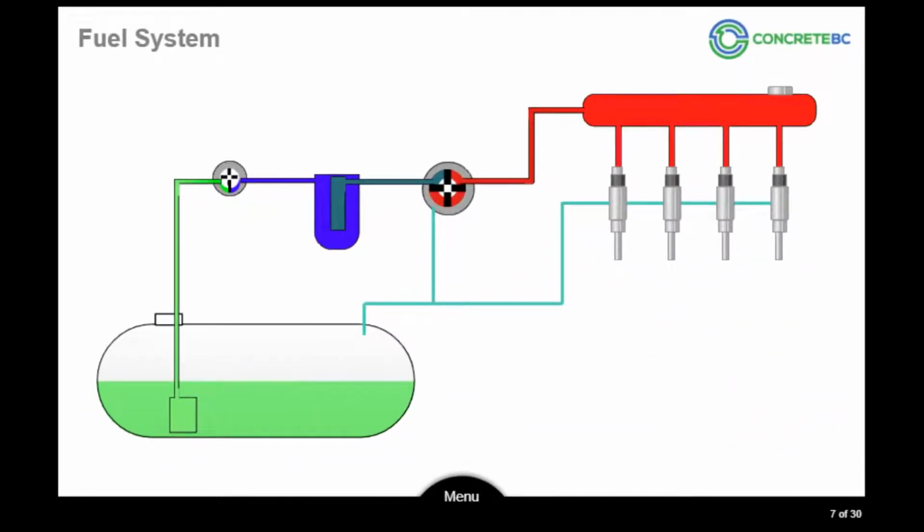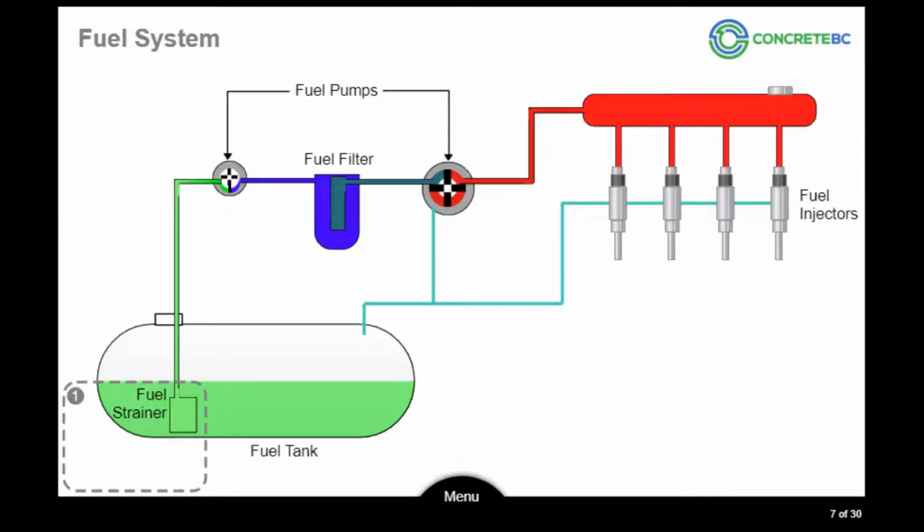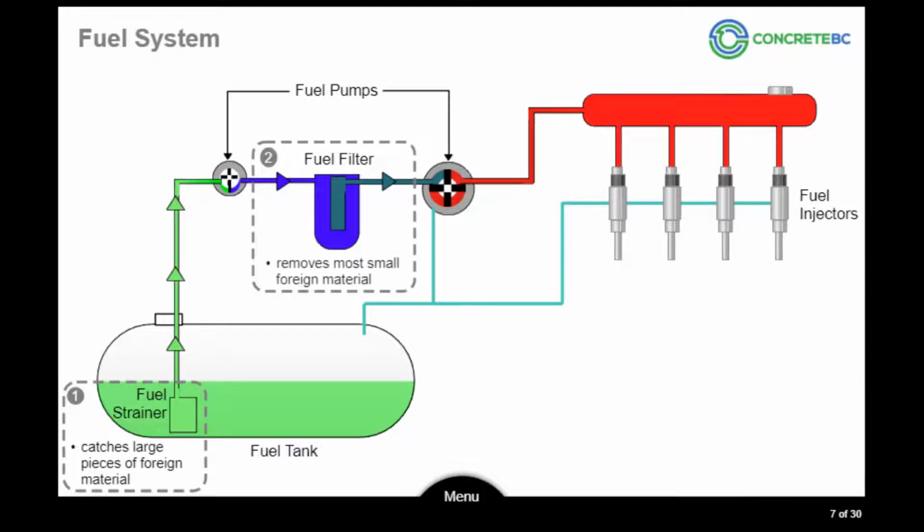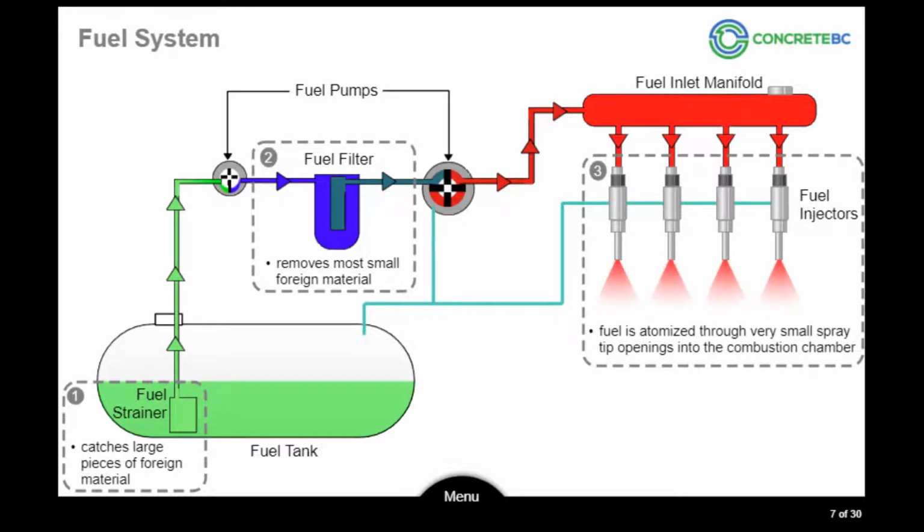Fuel system. The engine system consists of fuel injectors, a fuel pump, a fuel strainer, a fuel filter, and numerous connecting fuel lines. Fuel is first drawn from the fuel tank and travels through a fuel strainer. It catches large pieces of foreign material in the fuel system. The fuel pump then forces the fuel through the fuel filter, which removes most small foreign material. The fuel travels onto the fuel inlet manifold. Fuel pipes carry the fuel into the inlet side of the fuel injectors. Here the fuel is atomized through very small spray tip openings into the combustion chamber. Surplus fuel returns from the injectors through fuel lines back into the fuel tank.